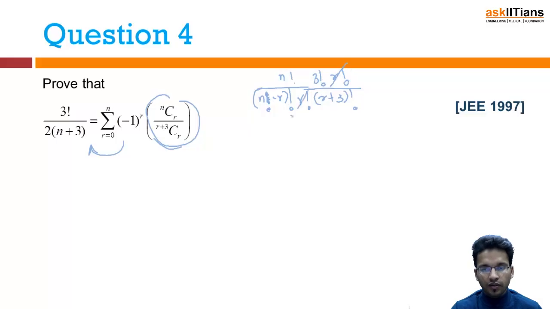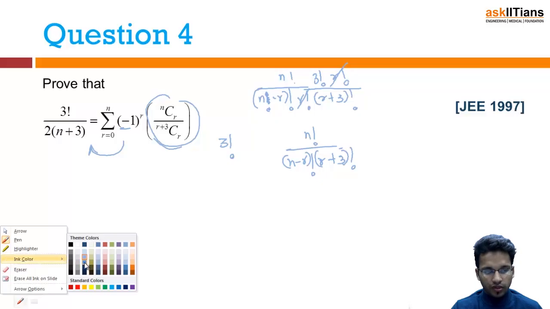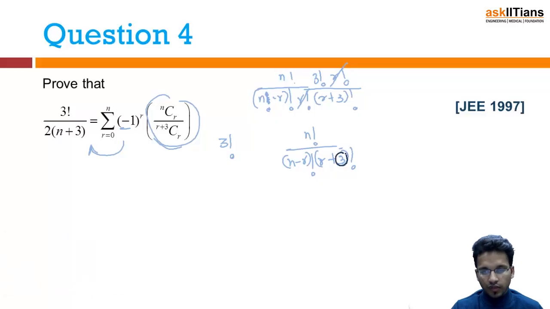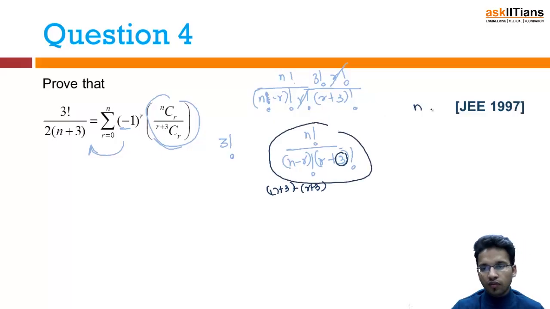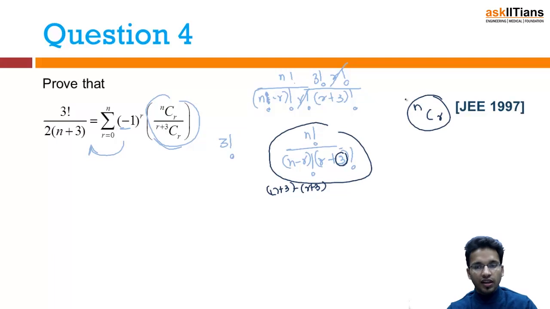So r factorial gets cancelled with this. 3 factorial we can take outside. And obviously minus 1 raised to power r is there. So what I am aiming at is simplifying the thing. Now here is my key to the solution. This r plus 3 is there, so I can write this as r plus 3. Now what should I make? Obviously n plus 3. What our aim in this question is that we are trying to reduce this to the form of nCr. Now I'm not saying n corresponds to this and r to that, but we are trying to bring it into this form, so that I have this in the denominator.